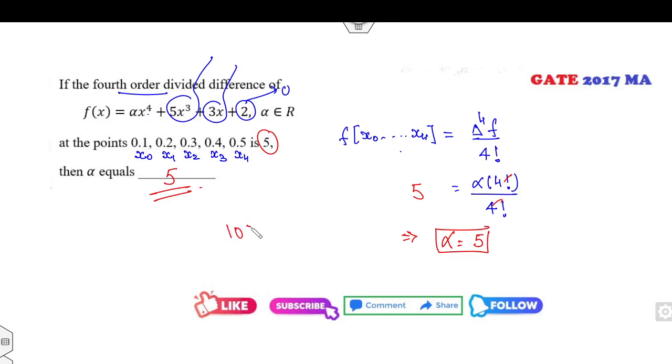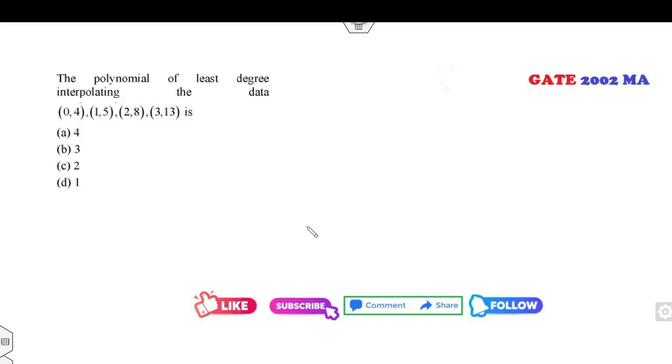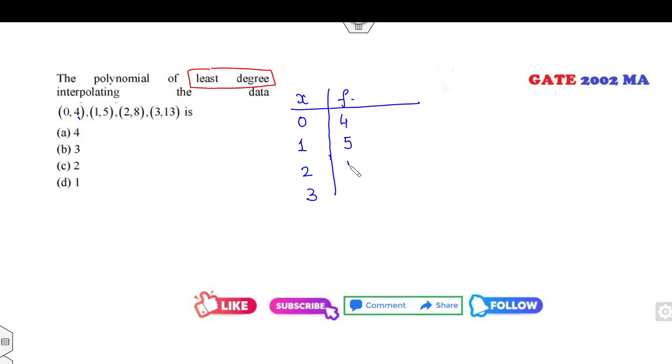You can see how many seconds you need. Maximum 10 seconds. You can do all this calculation in your mind as well. The polynomial of least degree. Whenever you are talking about the polynomial of least degree, always try to write this table. Values of x are my 0, 1, 2 and 3. Values of y are my 4, 5, 8 and 13. You can see they are equally spaced. Then you have to find the first, second, third, fourth differences until you get the same number in the column.